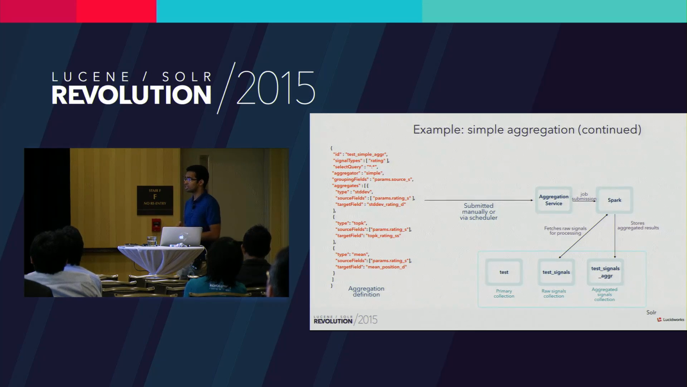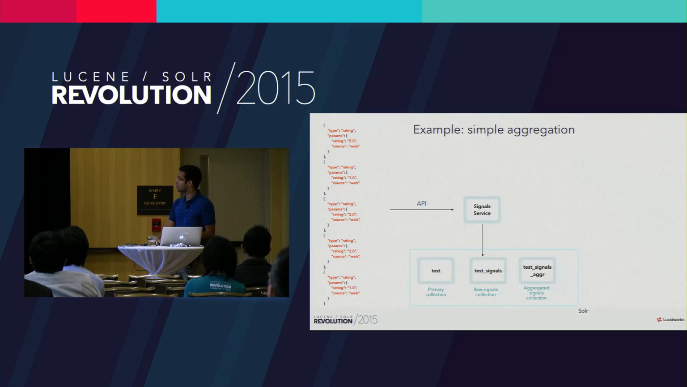I'm going to run my aggregation. What's my aggregation definition? I'm going to do a simple aggregation. I'm going to take all my 5 events and calculate the mean, standard deviation, and the top K of each rating. I write my JSON aggregation definition, or I submit an aggregation definition via the UI. It goes through the aggregation service, which in turn submits the job to Spark. Spark reads the data from the raw collection, transforms the events, and stores them back in the aggregated collection.